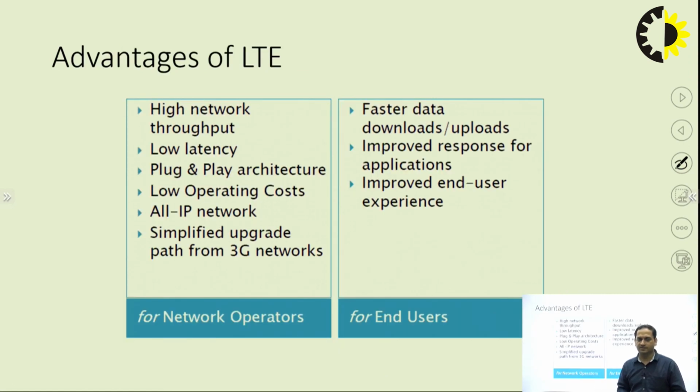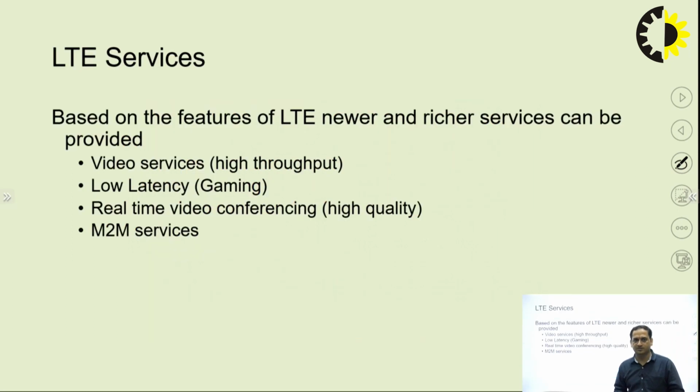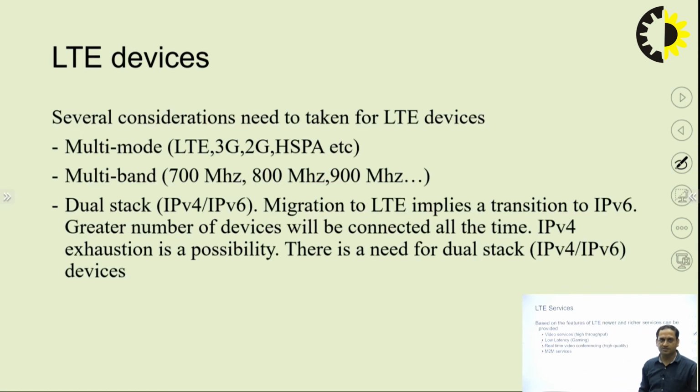Some of the advantages are very good throughput, low latency, and low operating cost. All-IP networks can be utilized, and there is a simplified upgrade path for the 3G network. These are the services: video services, low latency for gaming, real-time video conferencing, and machine-to-machine services. And these are the devices used for the LTE network, which are multi-mode, multi-band, and dual stack. A greater number of devices can be used in the LTE system.